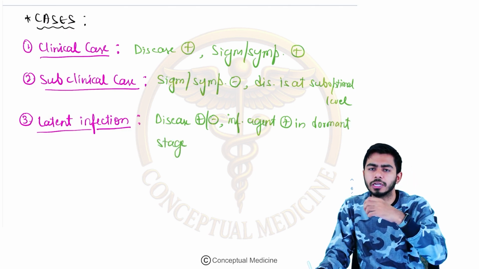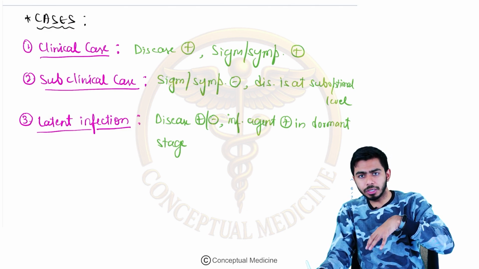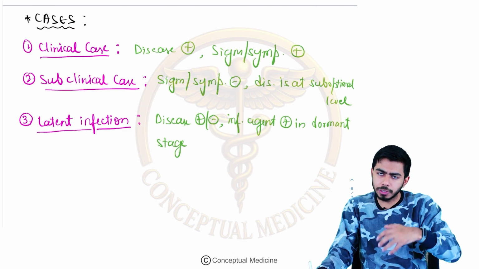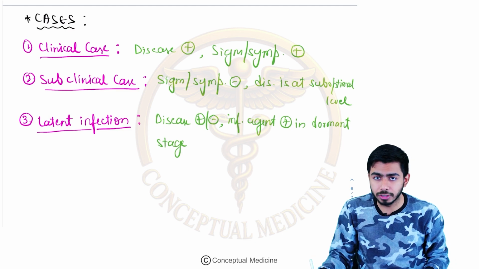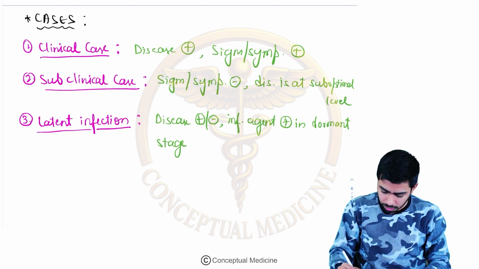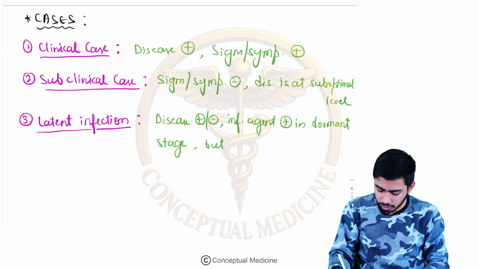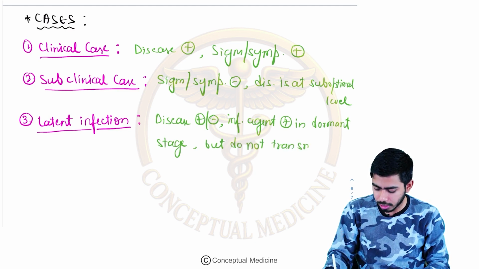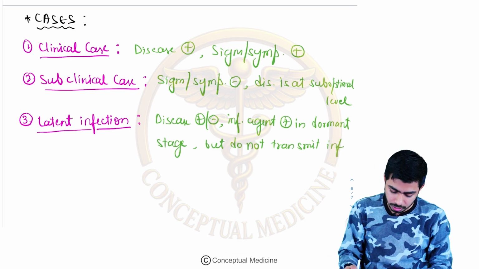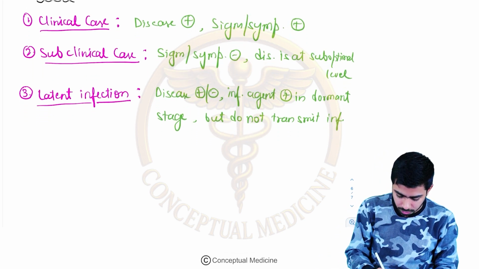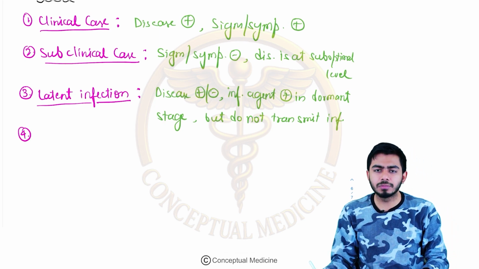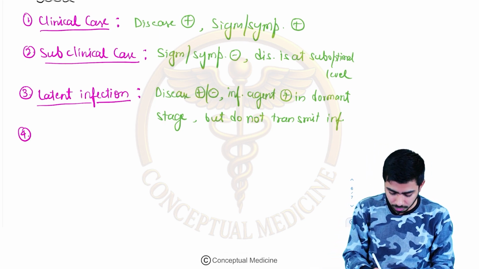Here the infection is there, and whenever the immunity goes on the lower side, this particular infection might get activated. That is the particular thing here. But they generally do not transmit the infection. Okay, fourth one is your type, that is carrier. What is a carrier?